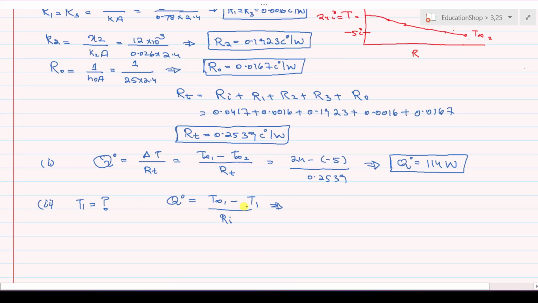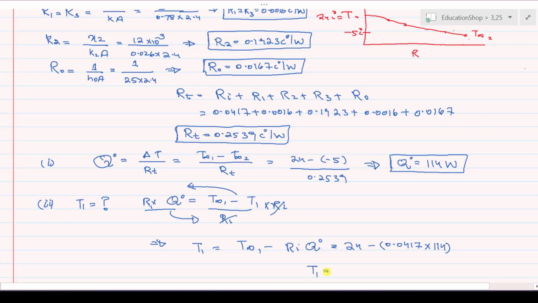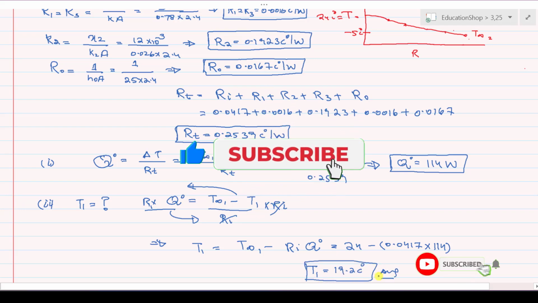Rearrange this equation for T1. Multiply both sides by Ri, this cancels out, shift this T1 to this side and this term to that side, and we can say that T1 is equal to T infinity 1 minus Ri Q dot. Now simply put in the values: the inner side temperature is 24 centigrade minus Ri, the inside resistance to the heat transfer, that is 0.0417, times the amount of heat transfer through this double pane window, 114. Simply do this on a calculator and you will get the inner surface temperature of the glass, T1, which is 19.2 centigrade. And this is our final answer that is asked in the statement.